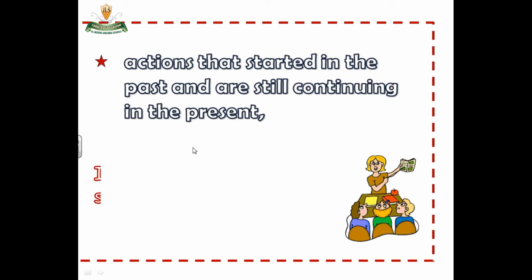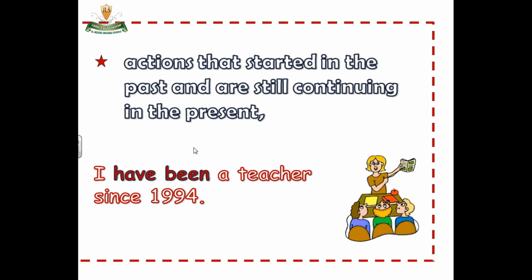Okay, like I have been a teacher since 1994. In 1994, I started to be a teacher until now. So until now, I have been a teacher. So this is an action started in the past, but there is a result until now. I'm still doing it. So this means actions started in the past and are still continuing in the present.